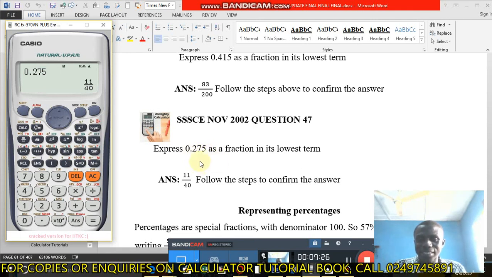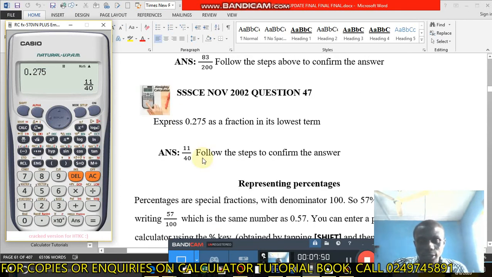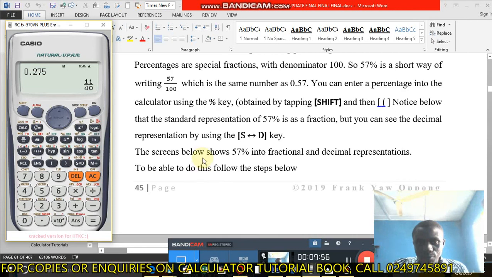Instead of going through the stress of dividing by 1,000, dividing by 10,000, and doing cancellation to waste your time, there is a single click to secure your mark. Remember, in the examination room, a single mark can make the difference between F9 and A1. So never play with a single mark in the examination room. So that is it. That is the introduction.